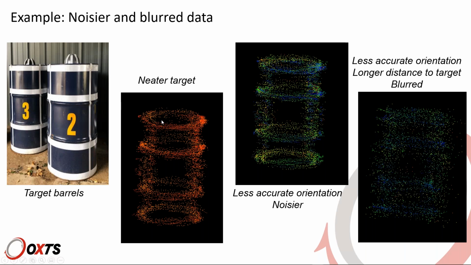Examples, again, with our barrels. Right here, center left, you can see the neater target, the one that was surveyed with a proper Boresight alignment in RTK mode. Then again, we've seen this, that is the less accurate orientation result. But if you have an orientation that is not ideal already, and on top of that, you survey the target from a longer distance, this is what you get, a blurred image of the barrel. And that is to show that distance will act on angular inaccuracies and amplify them and make them worse.